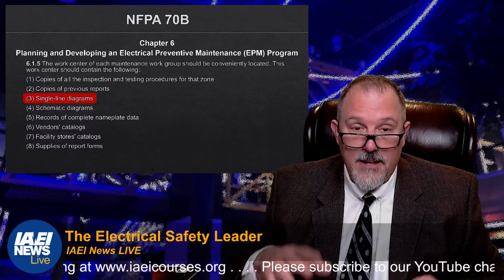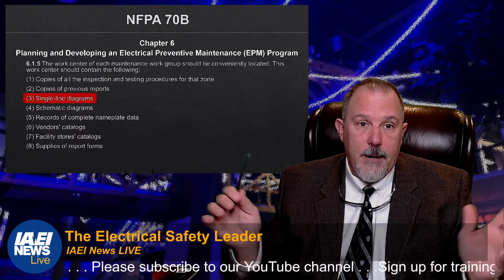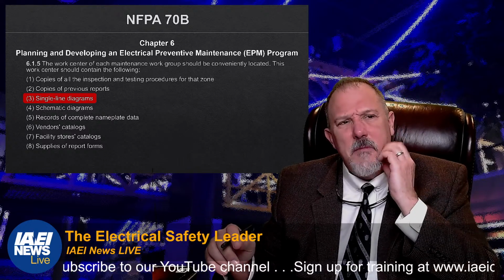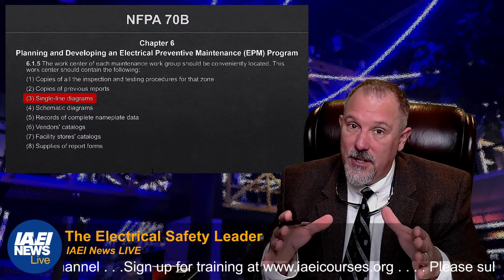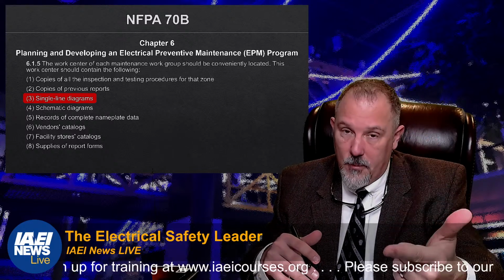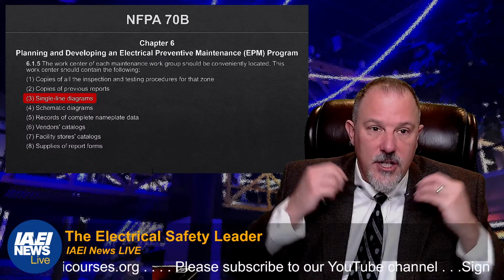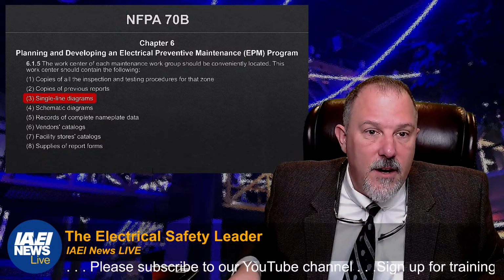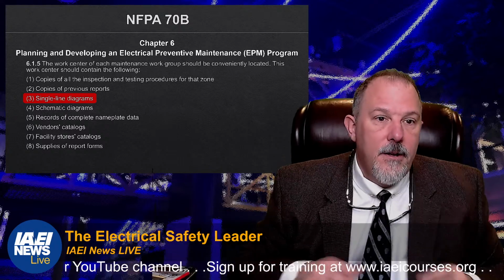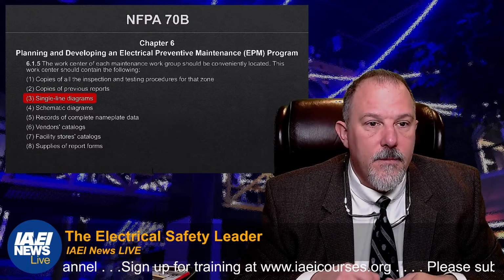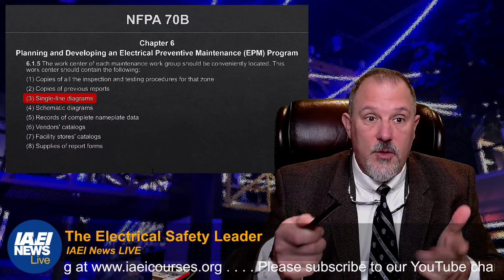70B. Now, 70B is going through a big transformation. If you're not aware of it, big transformation. It's moving from a you could, and you might want to, to a you shall document. And that solidifies that trilogy of installation, safe work practices, and maintenance, all three of those. The single line diagram is mentioned here. The work center of each maintenance group should be conveniently located. This work center shall contain the following: copies of all inspection, copies of previous reports, single line diagrams, schematic diagrams. There's a difference between single line and schematic.